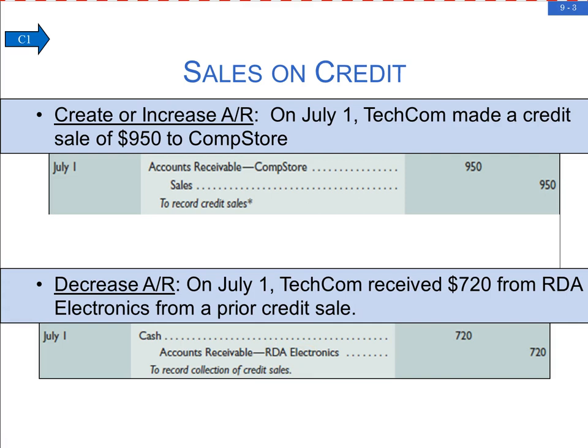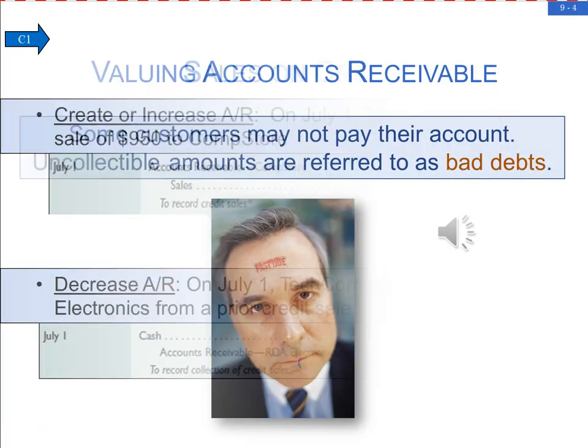And if you can think about the general ledger account, what it would have looked like, assuming all that RDA owed us was the $720 from before, well, previously when we made a sale, we would have debited the accounts receivable RDA Electronics. It would have had a $720 debit balance in it. And then on July 1st, when they finally pay it off in this journal entry, once we post this journal entry to the ledger, we would be crediting that same account and giving them a zero balance, showing that RDA Electronics no longer owes us any money.